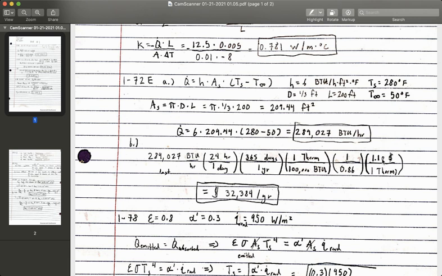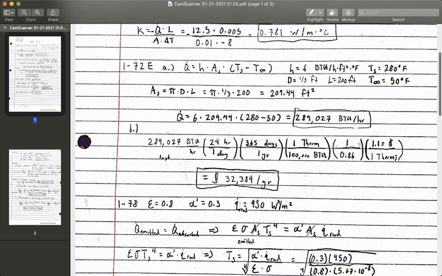And then the cost per therm is used here, and we'll end up changing this from BTU per hour to dollars per year with all the things given in the problem statement, and we'll find that just this heat loss to the surroundings is costing over $32,000 per year.